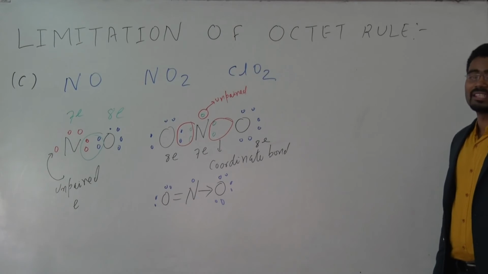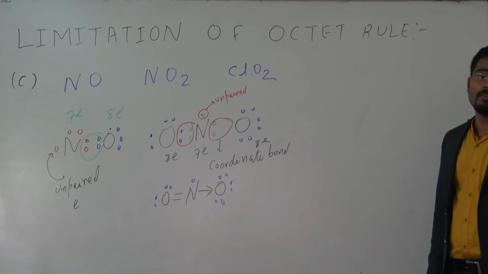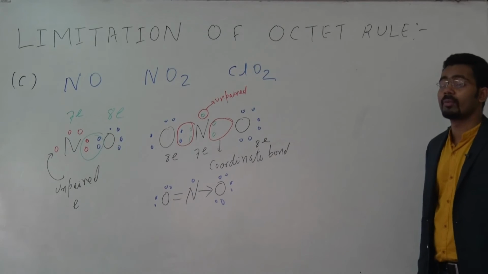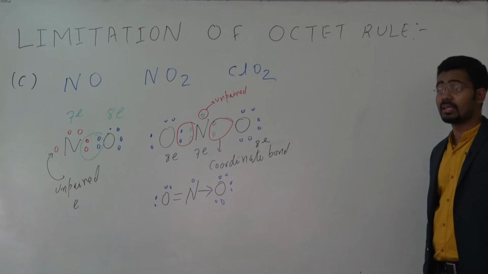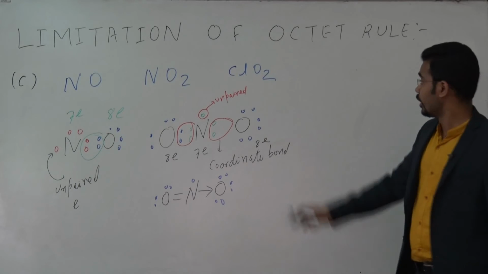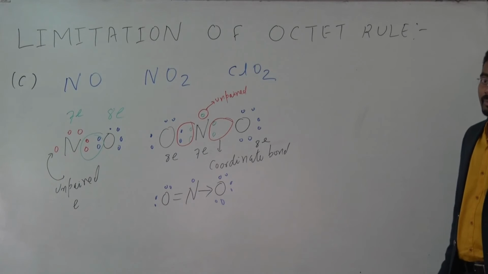So these are odd electron species. Now ClO2, tell me which is the central atom? It must have less electronegativity and the tendency to form more bonds. So Cl can form more bonds compared to oxygen. And the other thing is it must be minimum in number. So here Cl is one and oxygen is more. Therefore Cl is the central atom.